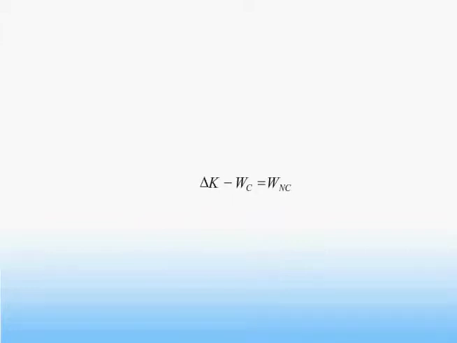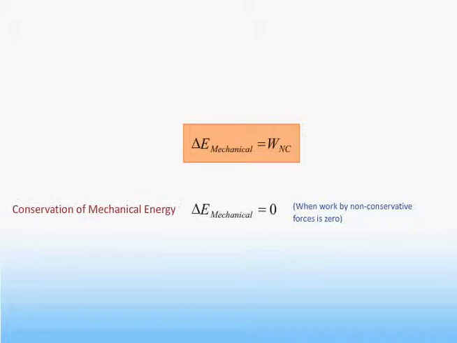If we now move the work done by conservative forces term to the left-hand side of the equation and apply the definition of potential energy, we can see that the sum of the change in kinetic energy and the change in potential energy is equal to the work done by the non-conservative forces. Now, the sum of the change in kinetic energy and the change in potential energy is defined to be the change in the mechanical energy of the object. Therefore, we see that whenever the work done by non-conservative forces is zero, the change in mechanical energy is zero. That is, the mechanical energy is conserved whenever the work done by all the non-conservative forces is zero.